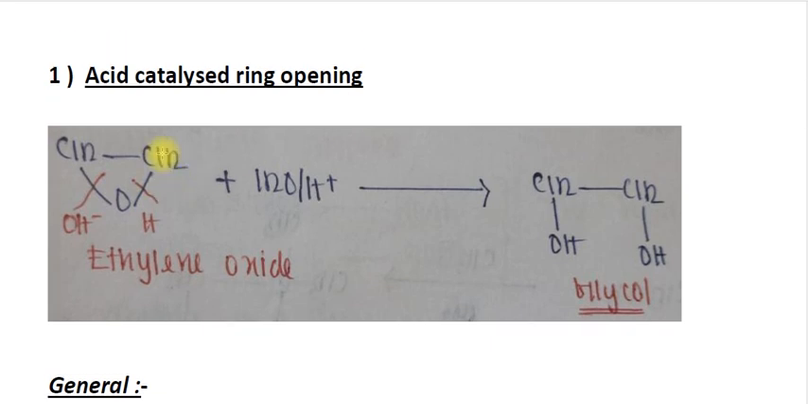Here is a very simple reaction. In the presence of an acid, the epoxide ring gets opened. So this is ethylene oxide, and in the presence of an acid and water, the OH minus is attached to one carbon, and the OH is attached to the other carbon along with the oxygen. So the product will be glycol, that means CH2OH CH2OH.